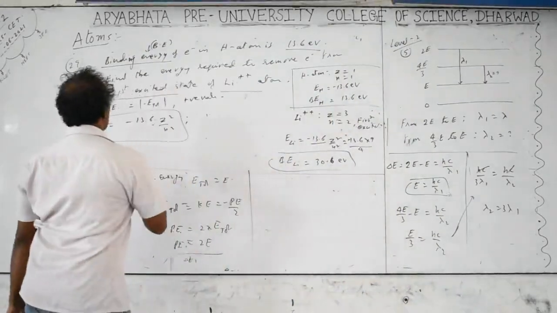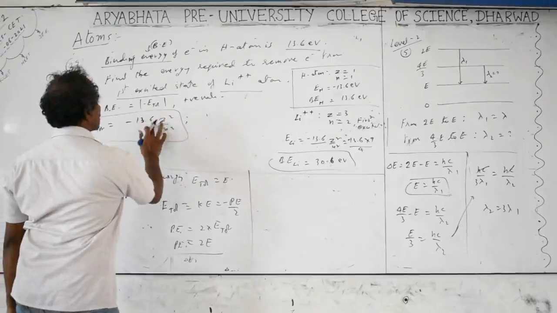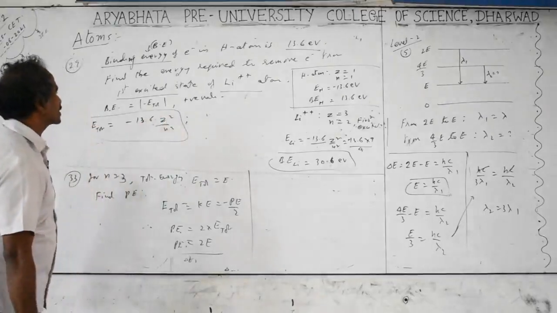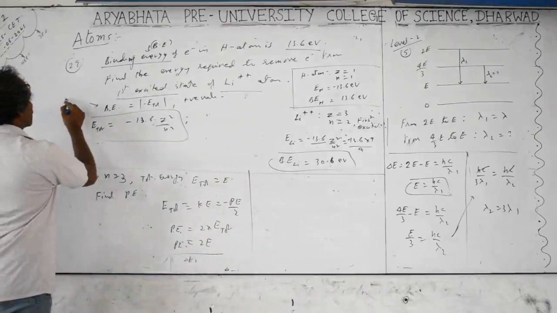What is the formula for the energy? It is minus 13.6 z square by n square. And what is the binding energy? It is the total energy expressed as a positive value. This is nothing but the ionization energy.